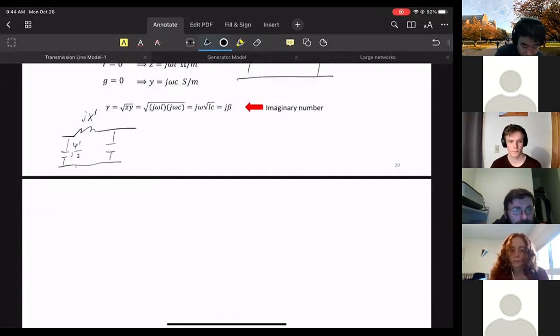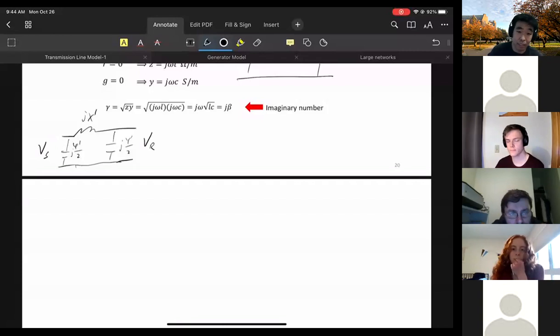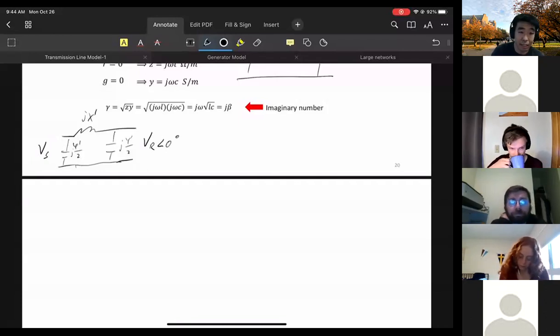Y prime over 2, Y prime over 2. And let's say we have some voltages. On this side, we have Vs. On this side, we have Vr. So we have a sending end voltage and a receiving end voltage. We use Vs and Vr. These are complex voltages we have to think about.